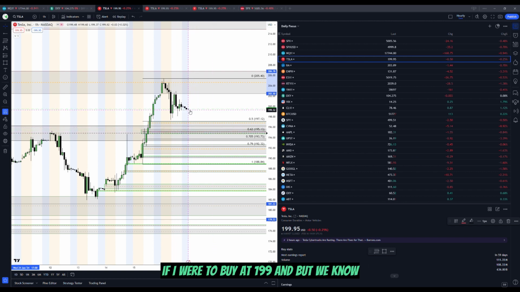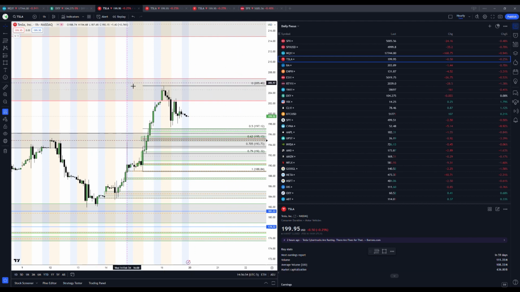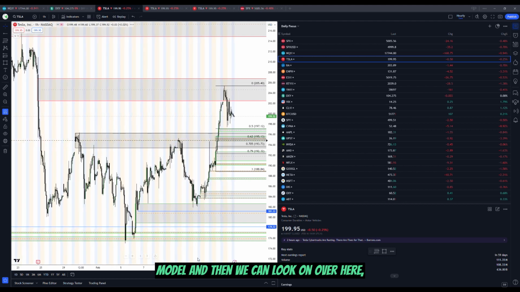If I were to buy at 199, but we know that price likes to go down to discount, 197, that's $2 off your contract already. That can hurt if you're trading a shorter time frame contract, right? So that's why I like for it to retrace down into discount, and we were able to identify a pretty fat area in terms of levels of support or bounce levels that we would expect. And from that point, where would our target be? Previous highs. That would complete my model, and then we can look on over here.